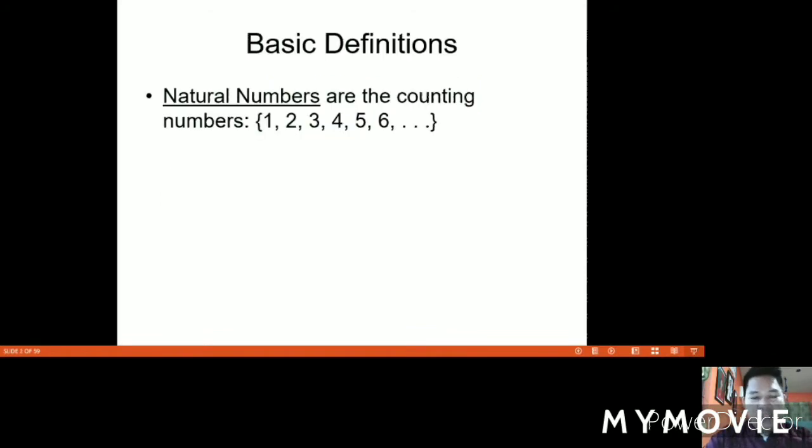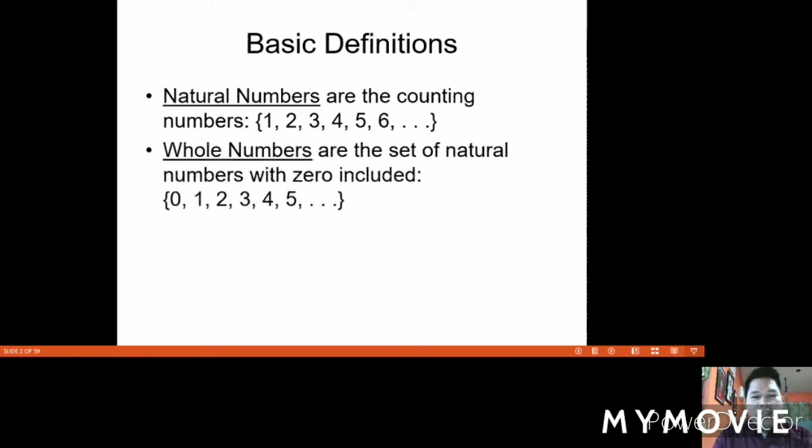Some basic definitions. First, natural numbers are the counting numbers. Examples: 1, 2, 3, 4, 5, 6. Those are counting numbers or natural numbers. How about whole numbers? Whole numbers are the set of natural numbers with 0 included. So from the counting numbers, we add only 0. We start 0, 1, 2, 3, 4, 5, and so on.